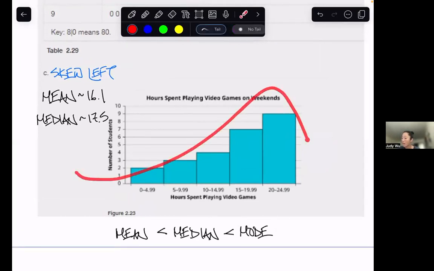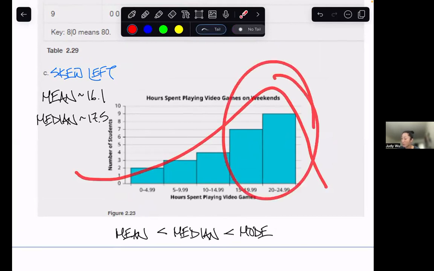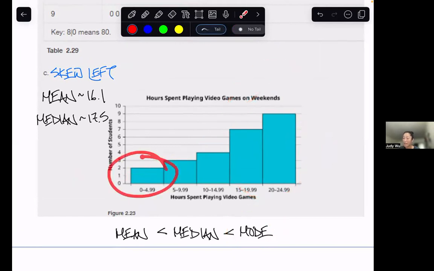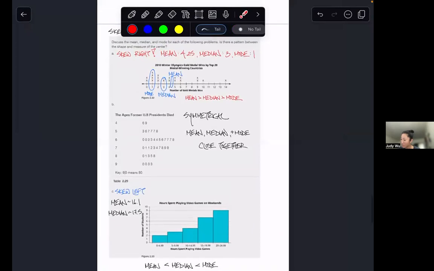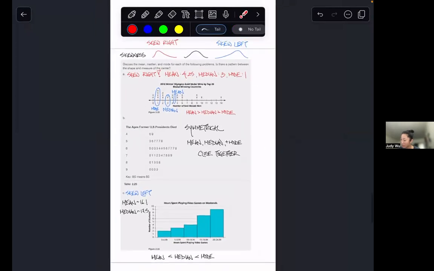Because wherever that bump is, this bump is where that mode is. That's going to be the biggest value. And then any outliers down here, it really pulls our mean down to the left. Okay? All right, let me get this all on one screen for you so you can take a look at that. There we go.